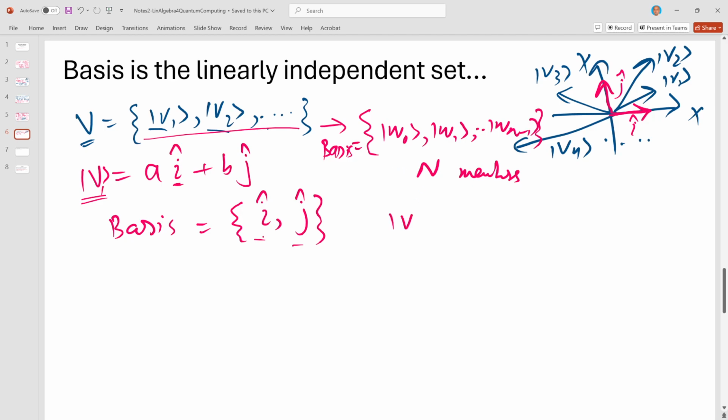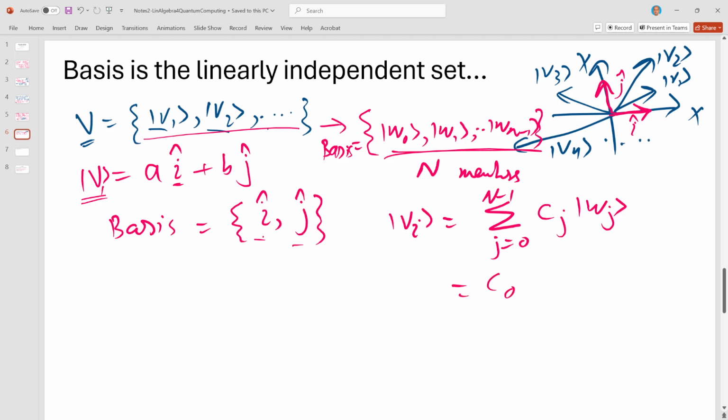Any vector vi in it can be written as a linear combination of the elements of this basis, like C0 W0 plus C1 W1 all the way to plus Cn minus 1 Wn minus 1. I have taken this slightly difficult notation of starting from 0 and going all the way to n minus 1 instead of going from 1 to n, because this is usually helpful in quantum computing.